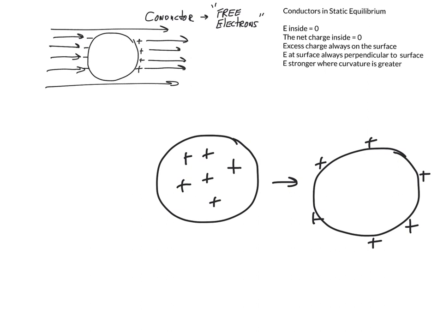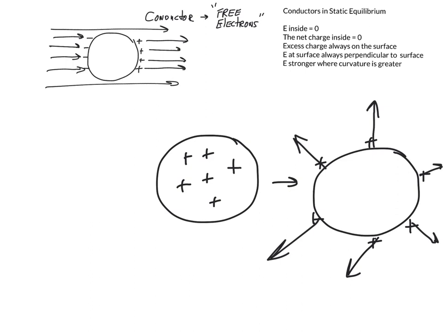Now, the way it will distribute is that the field lines coming from those charges have to be, this is number 4, perpendicular to the surface. And the explanation of this is a little more subtle. But supposing we had this, oh, the field line goes this way.